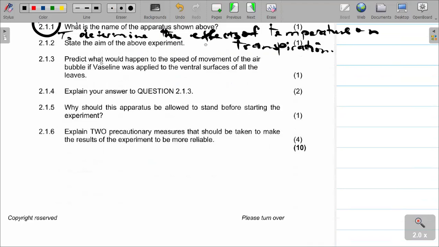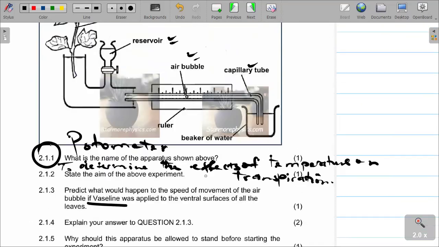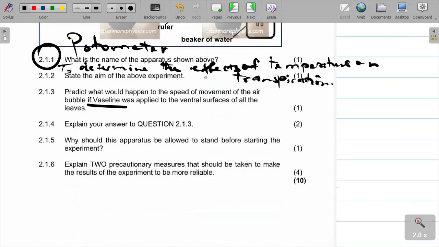Then, predict what would happen to the speed of movement of the air bubbles if Vaseline was applied to the ventral surface of the leaf. Vaseline, if applied on the ventral surface of the leaf, will stop transpiration on the ventral surfaces, where the stomata are blocked. I'm sure you have seen an advert on the effect of Vaseline, where one leaf is shrinking and the one with Vaseline is blossoming.